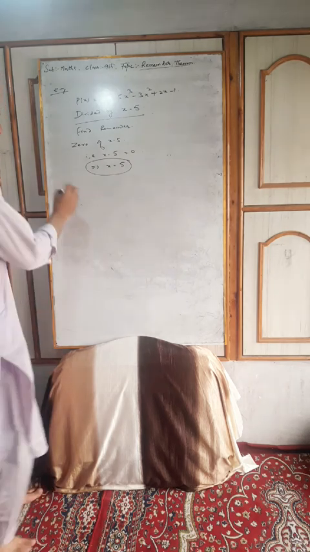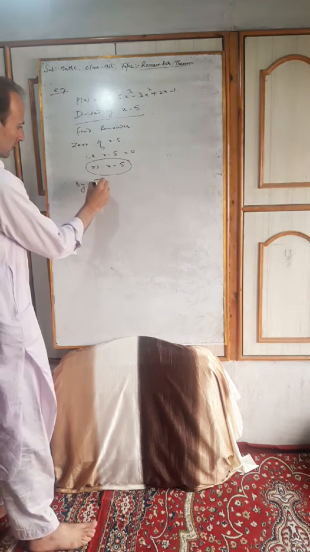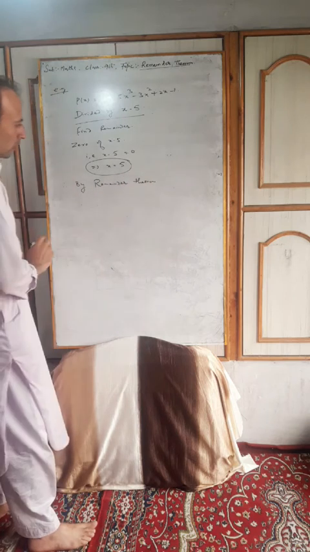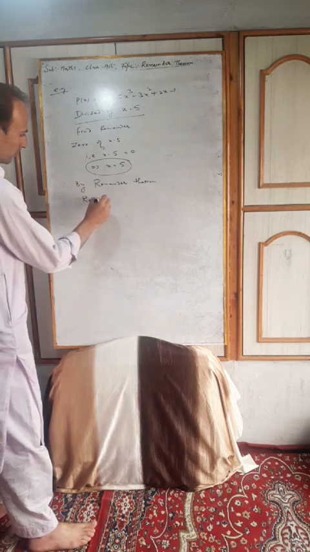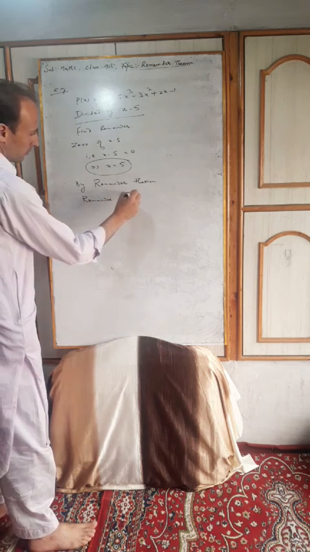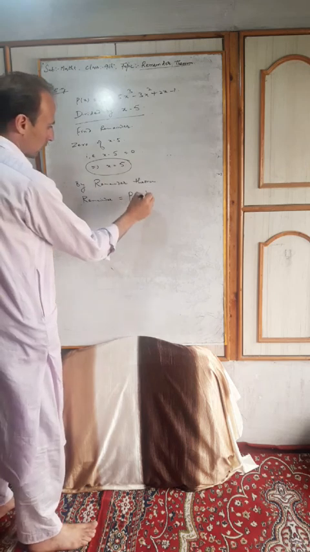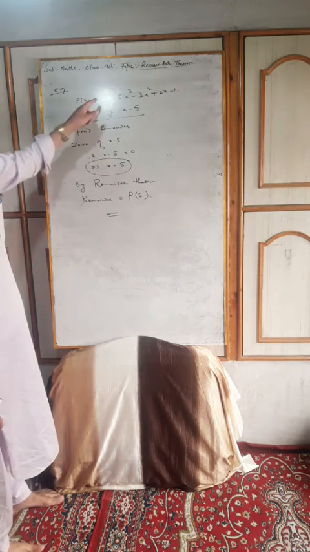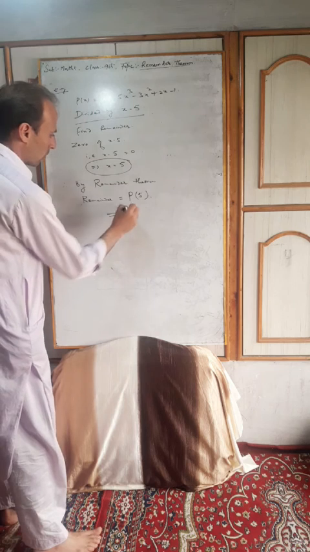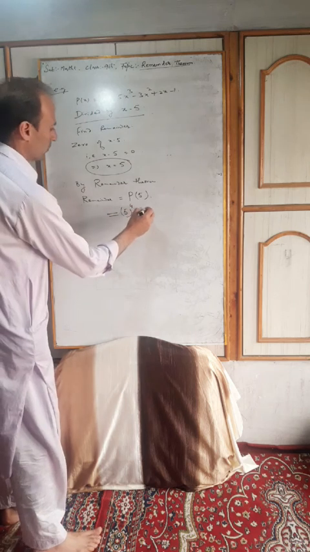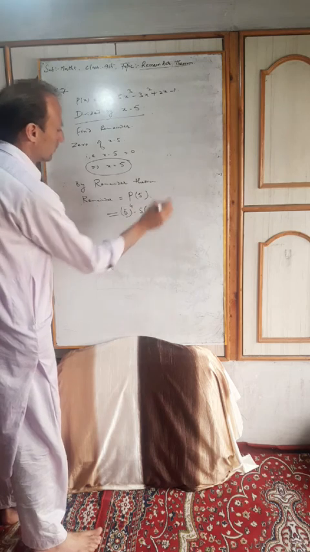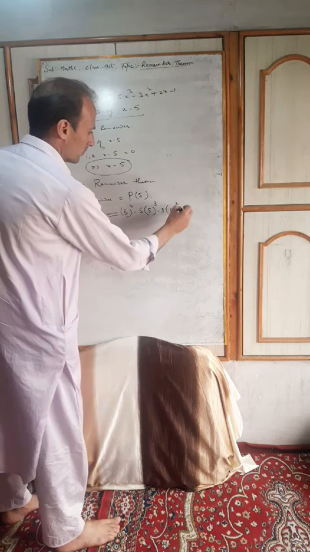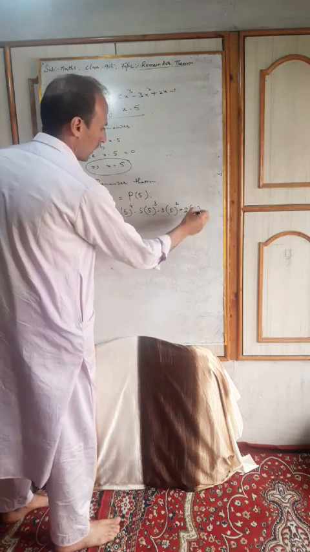So by making use of remainder theorem, remainder is always equal to p of a. In place of a, we are having 5. That is equal to p of 5. So it will be equal to, in place of x, we have to substitute 5. That means 5 raised to power 4 minus 5 into 5 cube minus 3 into 5 square plus 2 into 5 minus 1.